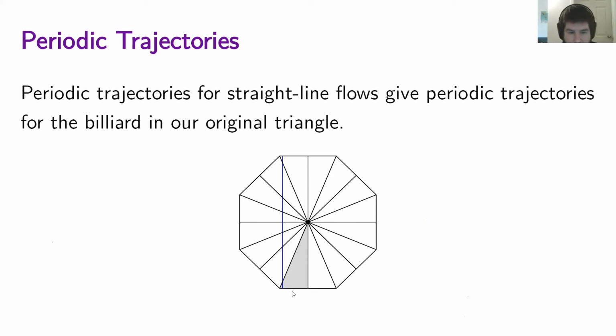So now let's focus on this gray triangle, the triangle I shaded in. It's not the one we started with when we did the unfolding, but that doesn't really matter. They're all the same triangle. So let's start with the blue trajectory at the bottom of the gray triangle, going north. Now we can do two things at once. We can think either about the billiard trajectory inside the gray triangle, or we can think about the straight line trajectory in the octagon as a whole.